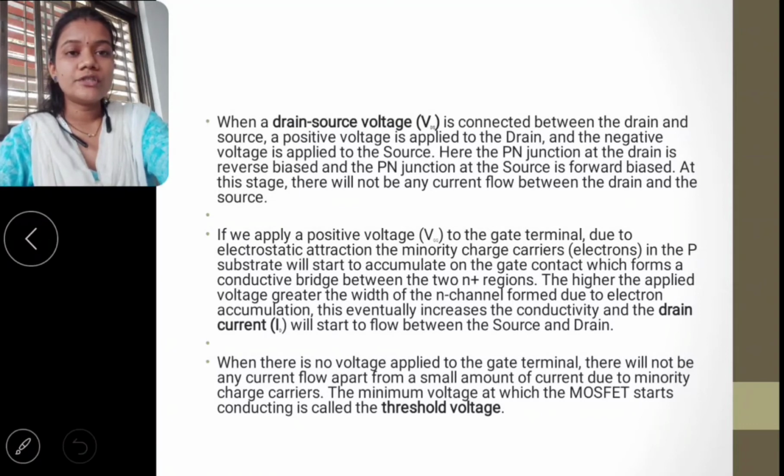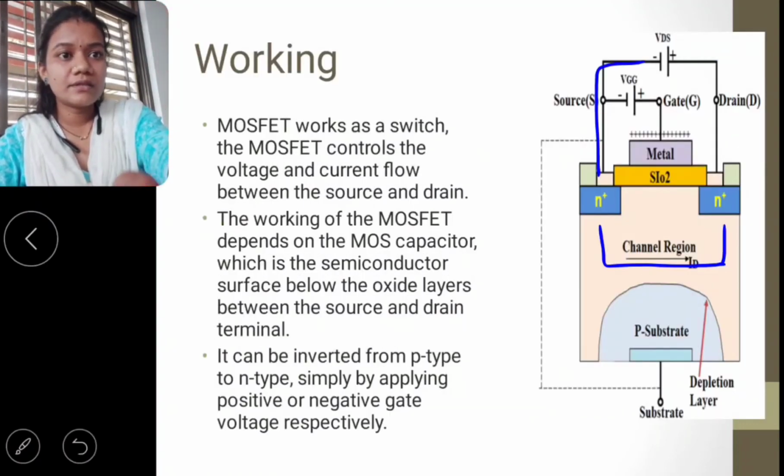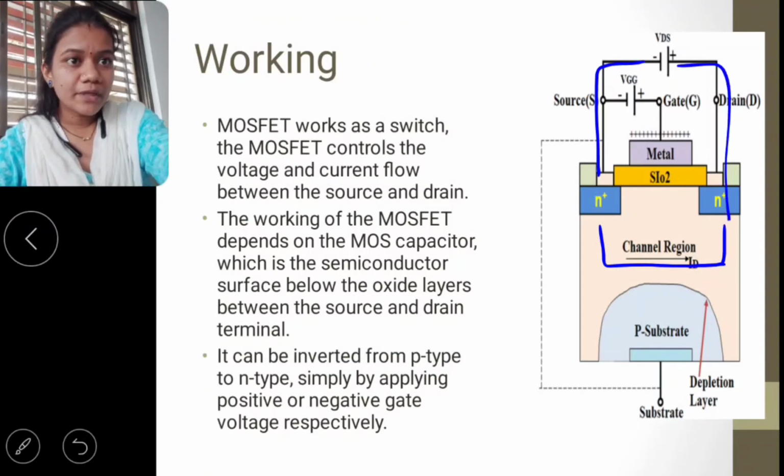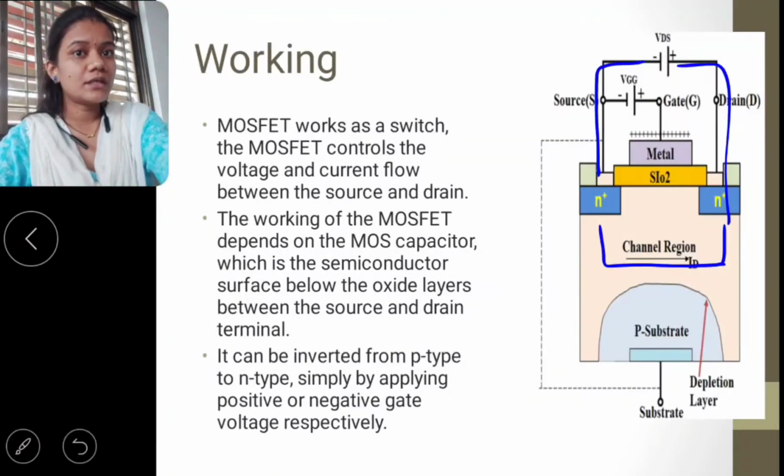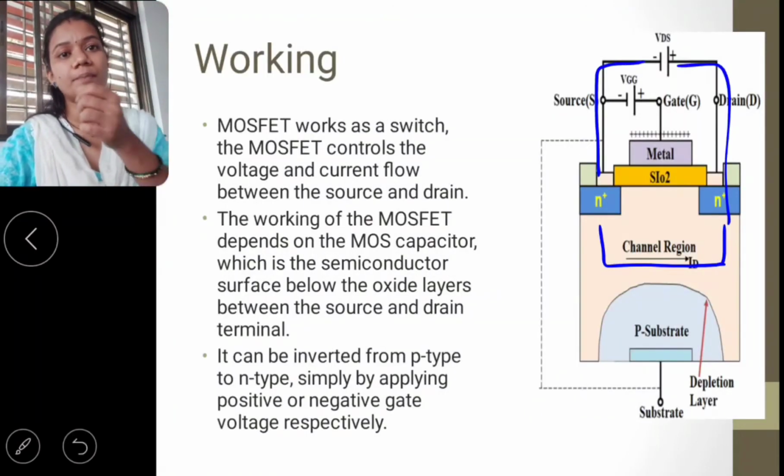Positive voltage is applied to your drain and negative voltage is applied to your source. Here the PN junction at the drain is reverse biased and the PN junction at the source is forward biased. At this stage there will not be any current flow between drain and source. So for this condition, when positive voltage is applied to the drain and negative voltage to the source, there is no current flow.